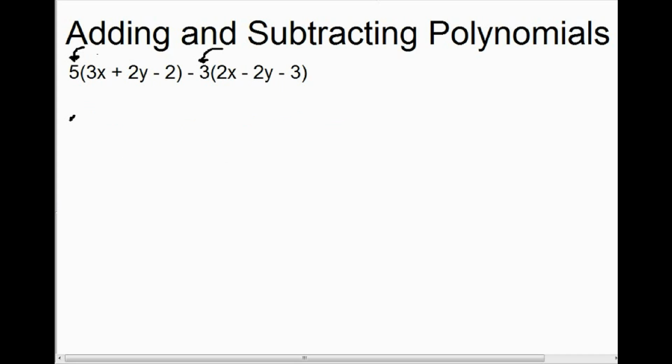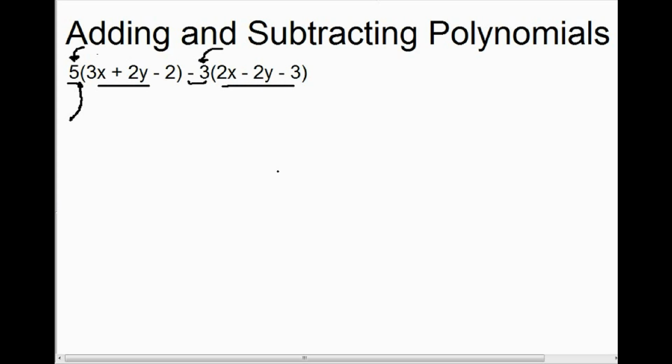And you want to ask yourself, what operation is there, really? And the operation that's there is multiplication. So it's 5 times everything that's inside of these brackets. And here it's minus 3 times everything inside of these brackets.